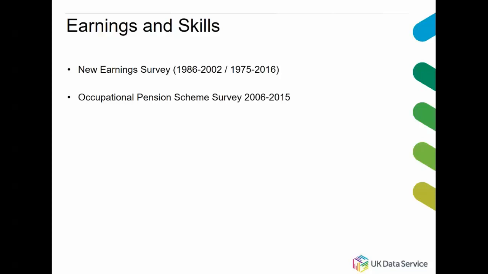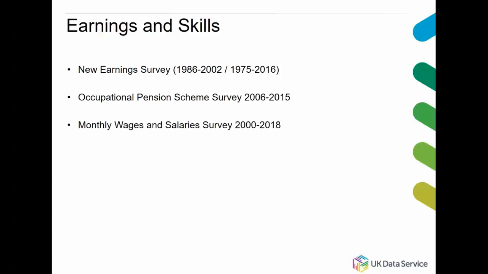Then we've got the Occupational Pension Scheme Survey. This gives a detailed view of occupational pension provision in the UK by organisation, and it covers areas such as membership, contributions, transfers, increases, that kind of thing.